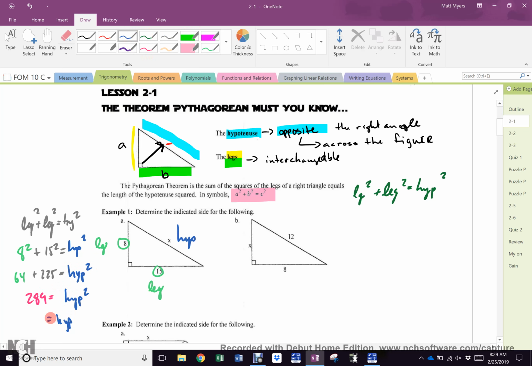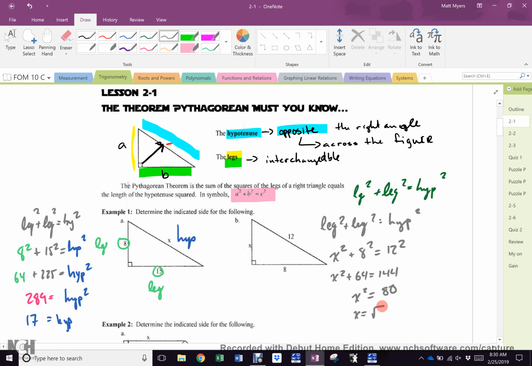What's the hypotenuse in the first one? 17, of course. Absolutely correct. Come over to this one. What's different? I have the hypotenuse. So, we know that leg squared plus leg squared equals hypotenuse squared. So, all you got to do is x squared, because that's one of the legs, plus 8 squared equals 12 squared. X squared plus 64 equals 144. X squared equals 80. X equals the square root of 80.